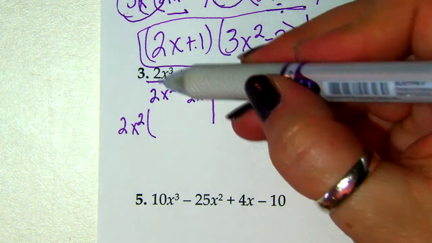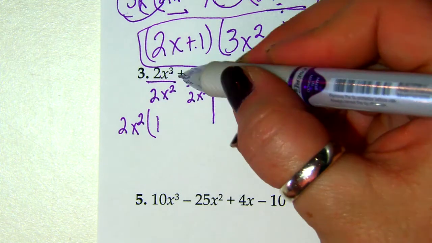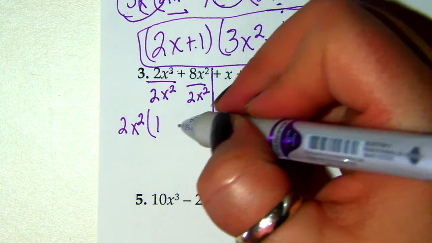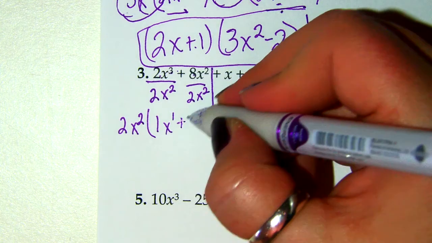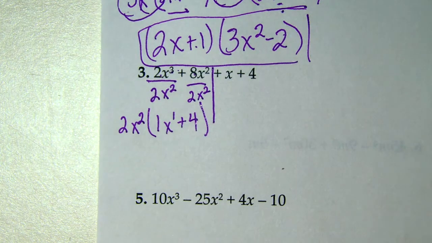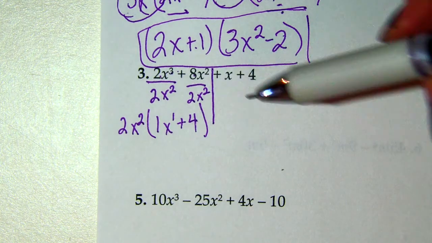2 divided by 2 is 1. X to the third divided by x squared is x to the first. 8 divided by 2 is 4. X squareds cancel out. You might be noticing that's pretty common.